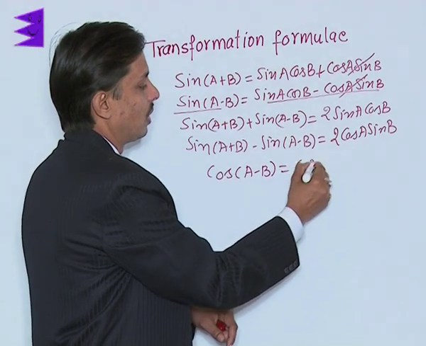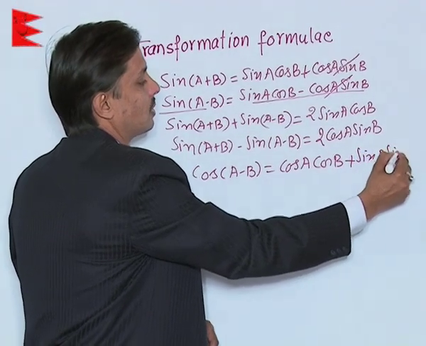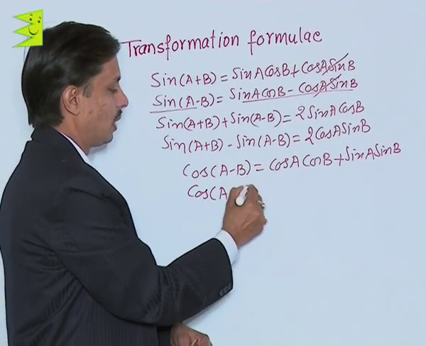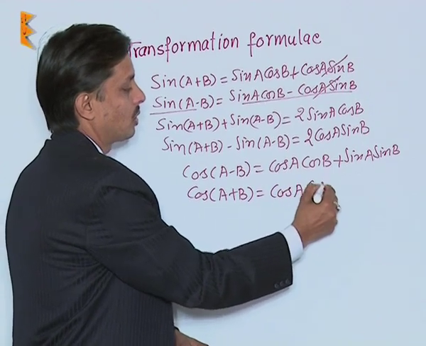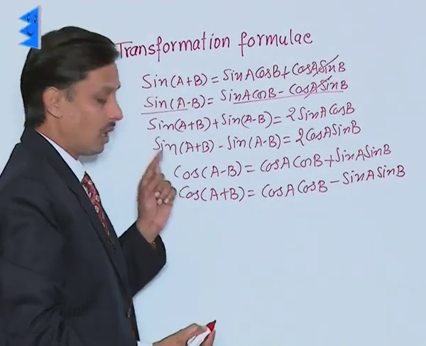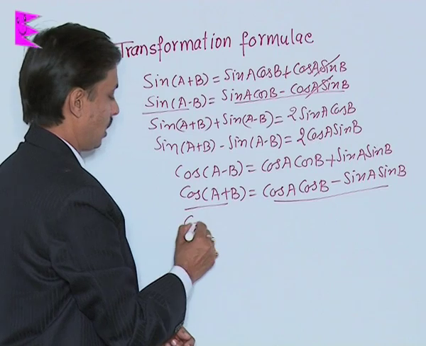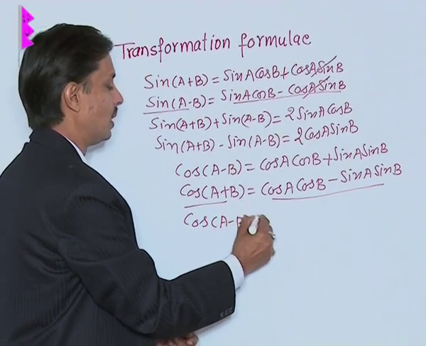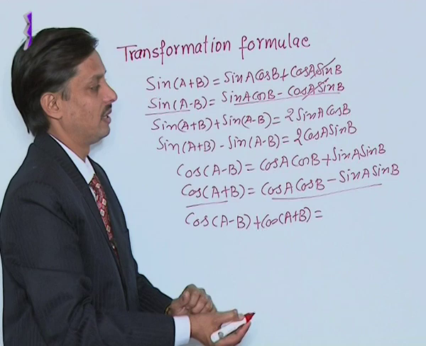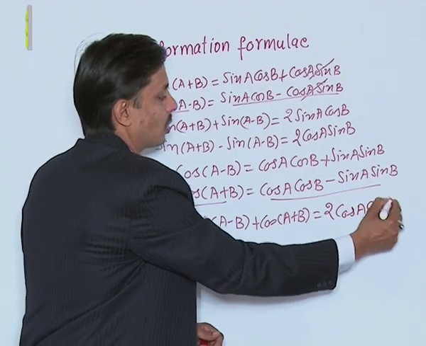Cos of A minus B is equal to cos A cos B plus sin A sin B. Another result is cos of A plus B is equal to cos A cos B minus sin A sin B. If these two results are added, on adding these two, the left hand side cos of A minus B plus cos of A plus B becomes equal to, after cancelling sin A sin B, positive and negative, the right hand side will be 2 cos A cos B.